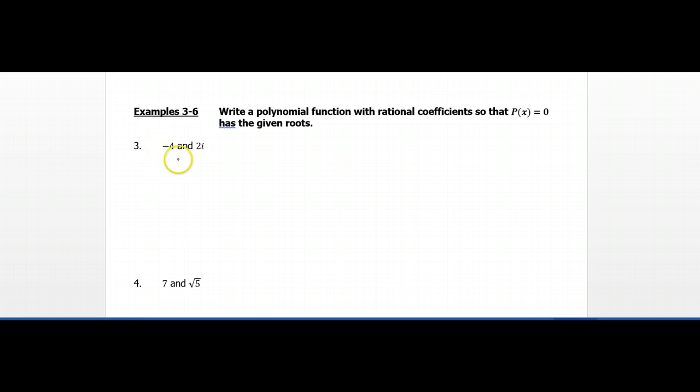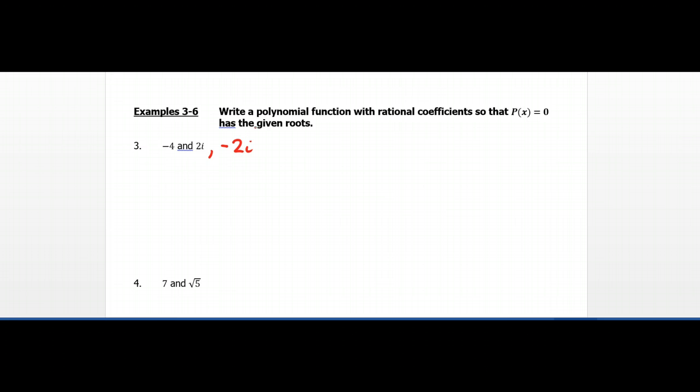Number 3, I'm telling you that negative 4 and 2i are both roots of some equation. First thing you're going to do is look for any irrational or imaginary roots. I've given you the imaginary root 2i. So based on the conjugate root theorem, you know that negative 2i must also be a root.